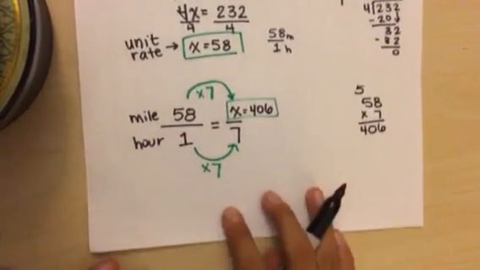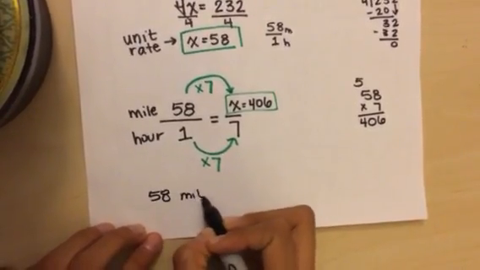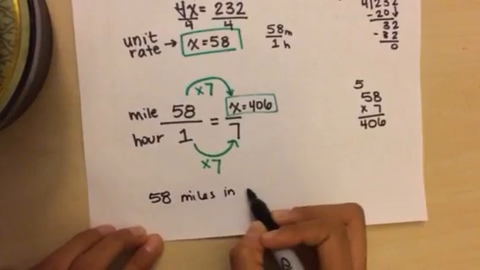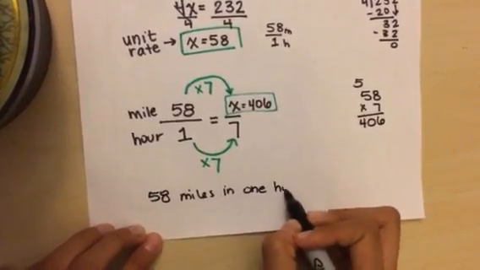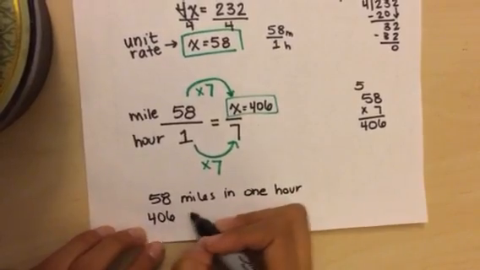Now we have our two answers. In 1 hour, she'll drive 58 miles, and she'll drive 406 miles in 7 hours.